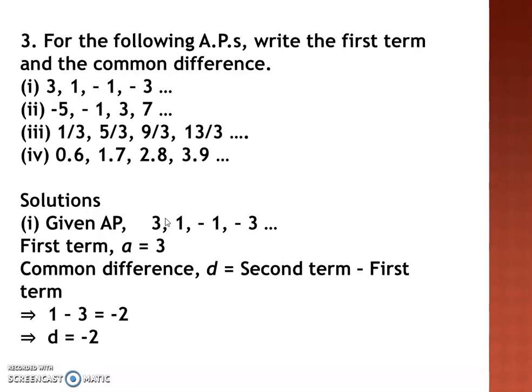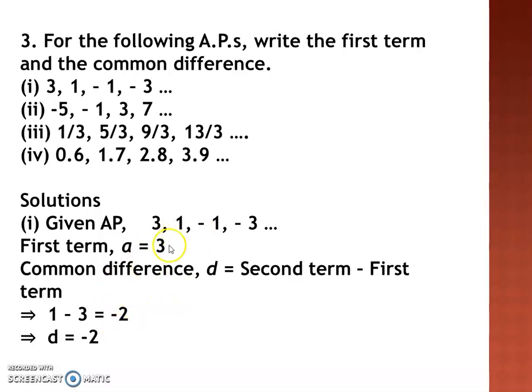And for obtaining the common difference, you will subtract second term minus first term. Or even you can do third term minus second term. All will give you the same answer, because the difference between the terms is going to be common only. It is already given, it is an AP. So you can just do second term minus first term and get the common difference.